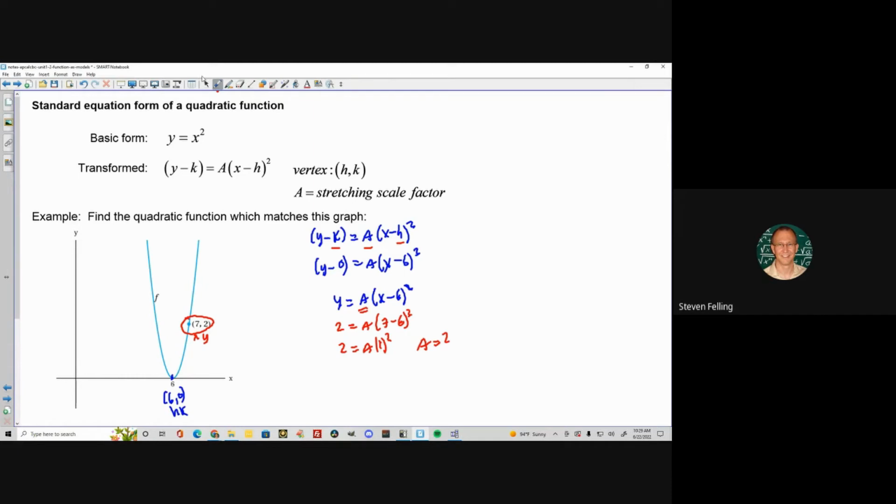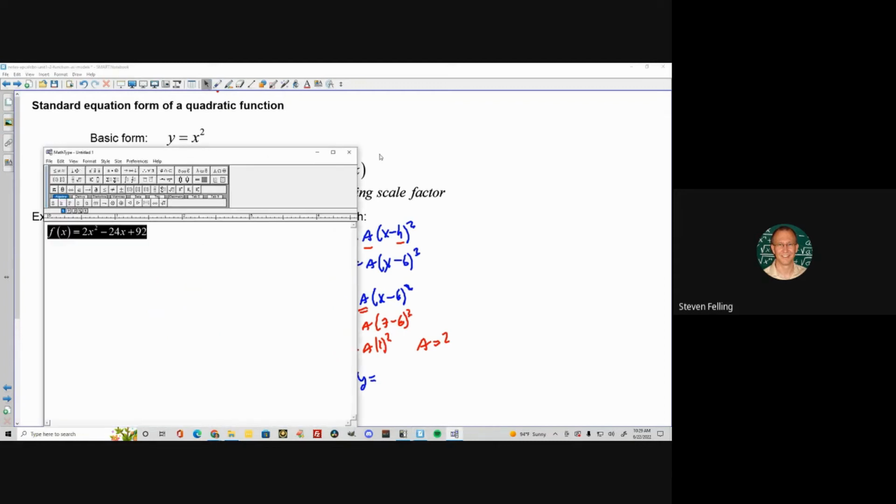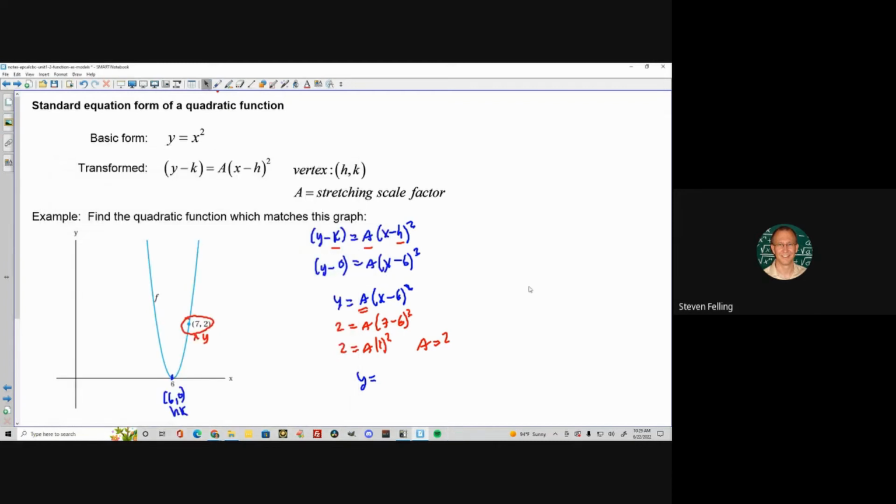And now we can write our final function here. Our final function, let me get rid of this. This seems to be messing with the tablet. Okay, so a is 2, so it's going to be 2 times x minus 6 squared. Here's the specific parabola, or quadratic function, that's that.